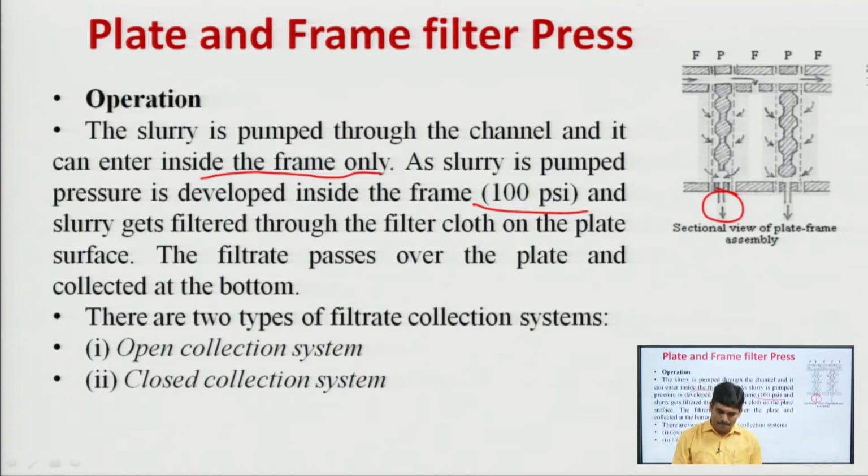There are two types of filtrate collection system: one is the open collection system and the other is the closed collection system. Open collection system means that as soon as the slurry passes through the plate, the filtrate is collected out. In a closed collection system, the system is closed initially, and as some amount of liquid is filtered and collected in the plate, after that the system is opened and the liquid is collected out.